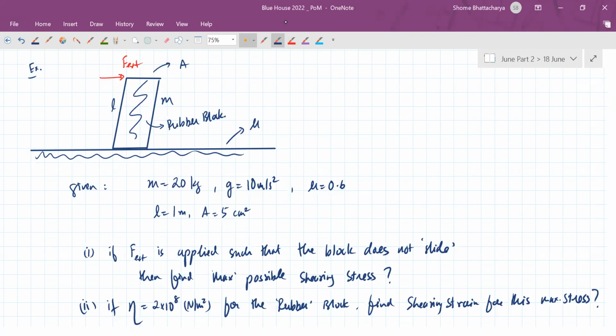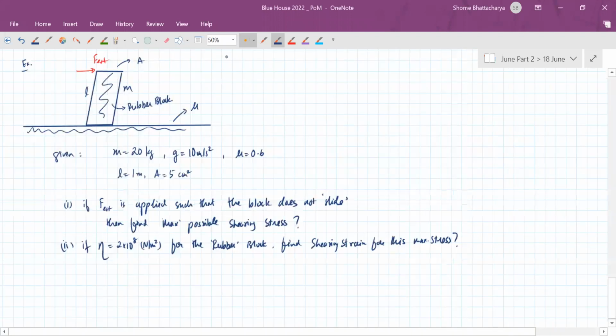Okay, very good. So I've received the answer from a number of you, and it seems correct. The maximum shearing stress is about 2.4 into 10 raised to 5 newtons per meter square, and accordingly we'll get the strain by dividing that by the modulus of rigidity.